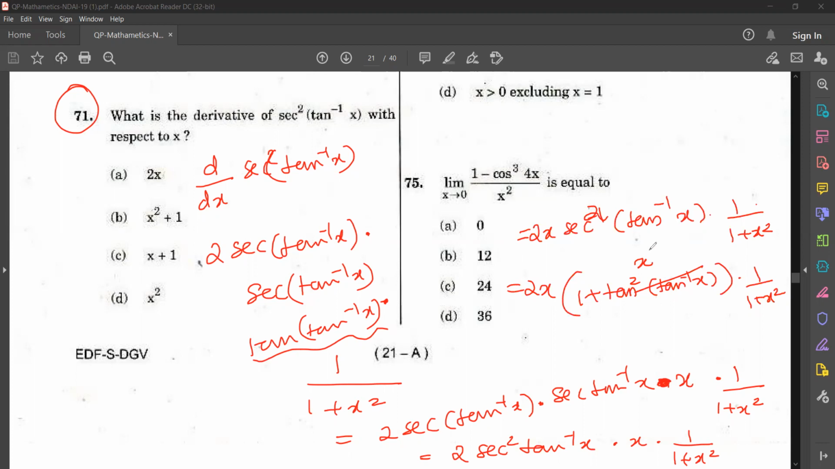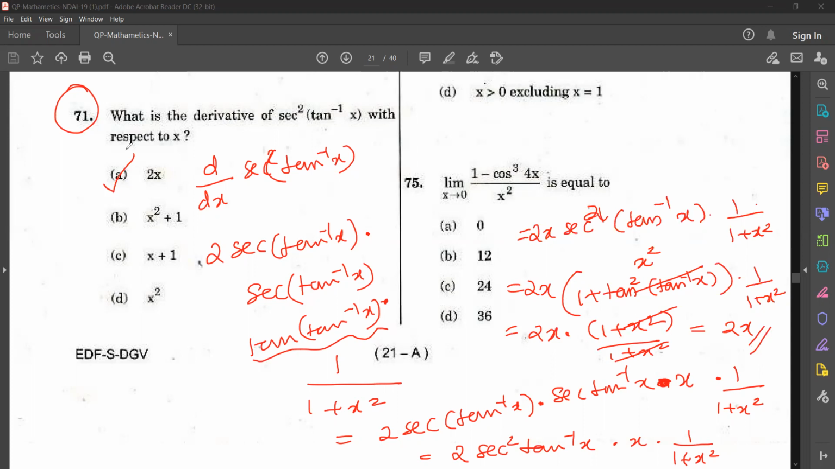square left, isn't it? So that will become 2 into 1 plus x square by 1 plus x square. So 1 plus x square, 1 plus x square will go. You get the answer as 2x. Option A is the correct answer.